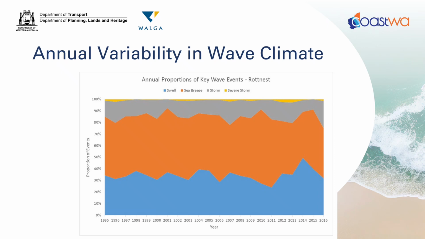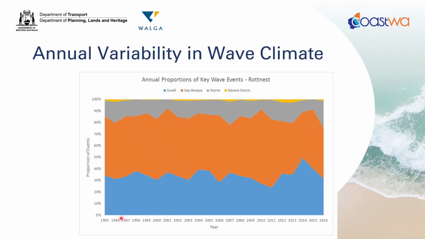The last thing I want to talk about in terms of waves is just annual variability in the wave climate. As with everything, there's variability in the meteorological conditions, and that varies from year to year. Obviously, that impacts the waves themselves, and what we're trying to show in this plot is just the 4 key events that we experience along, say, the southwest of Western Australia. So if you break that down, we have just general swell events, we have sea breeze events, we have storm events, and we have severe storm events.